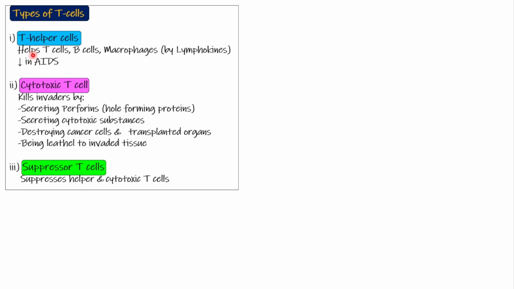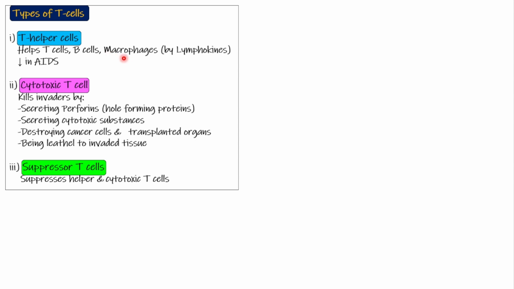Why? Because helper T cells are the ones which are going to help the other two types of T cells, the cytotoxic T cells and the suppressor T cells, and they are also going to help the B lymphocytes, the B cells. And also the helper cells are going to help the macrophages. Now just imagine, in the whole immunity story, there are two types of lymphocytes, B lymphocytes and T lymphocytes. And helper cells are helping both the T lymphocytes and the B lymphocytes. And then we have the macrophages, which bring the antigen to the T cells.